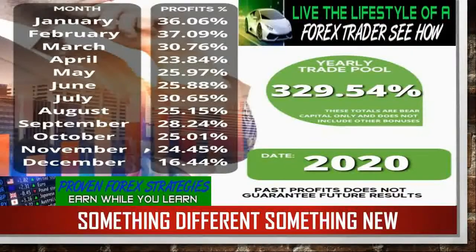So to make a yearly trade pool profit, and that's just the bare capital, that's the passive income. That doesn't include any of the other bonuses. That gives you about 320 percent, or 1.something percent a day for the whole year. Has your bank given you that for what you've got sitting in there that they're charging you for?